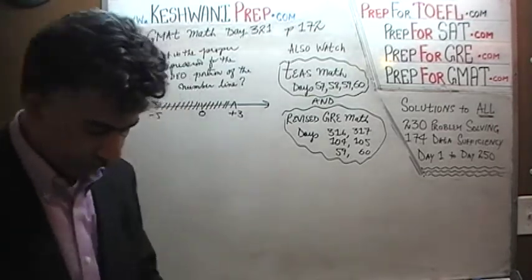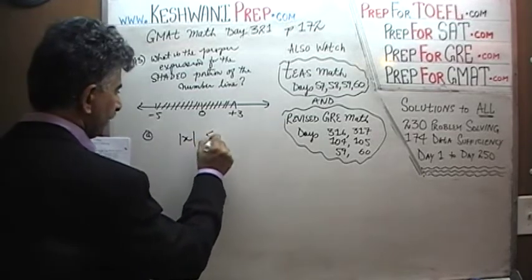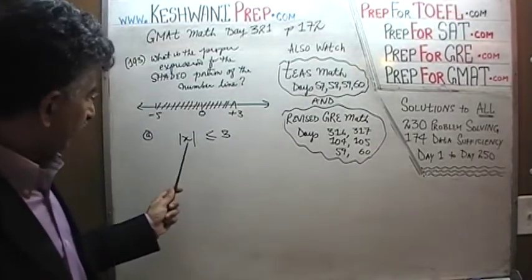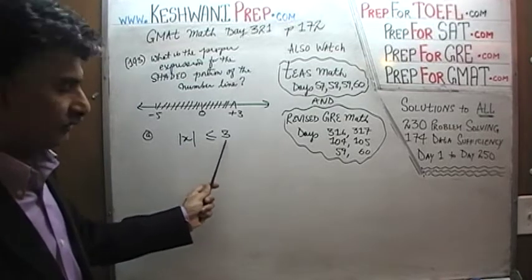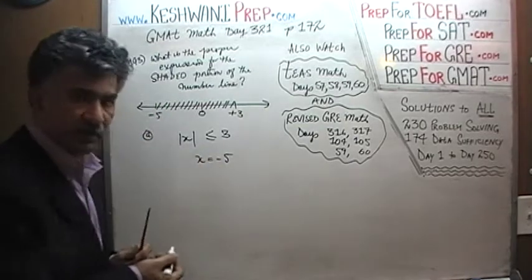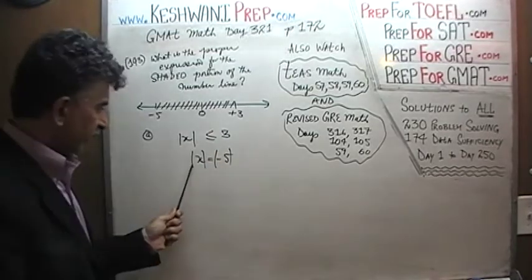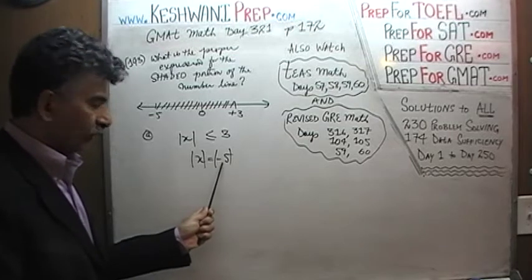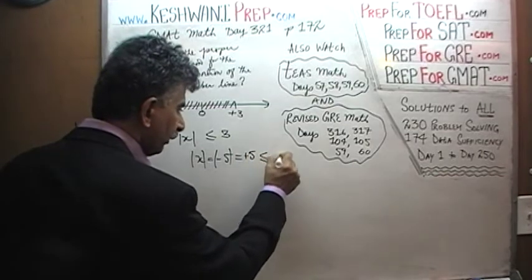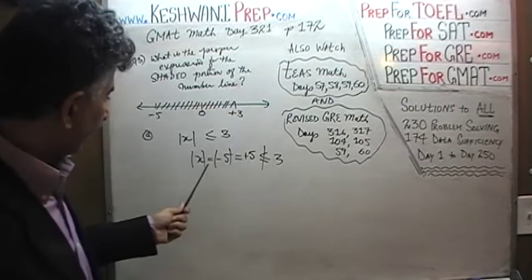Let's take a look at the very first one. The very first one says, absolute value of x is less than or equal to 3. What does it mean when we say that the absolute value of x is less than or equal to 3? Can x be negative 5? Is it possible for x to be negative 5? Well, let's find out, shall we? If x equals negative 5, then the absolute value of negative 5 is, of course, positive 5. And is positive 5 less than or equal to 3? The answer, of course, is no. Positive 5 is not less than 3, which means that x cannot be negative 5.